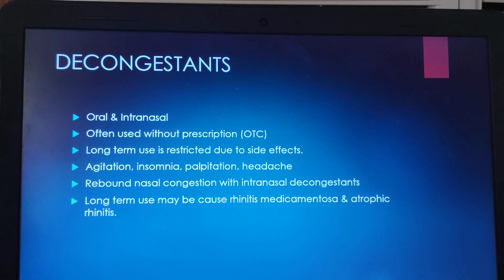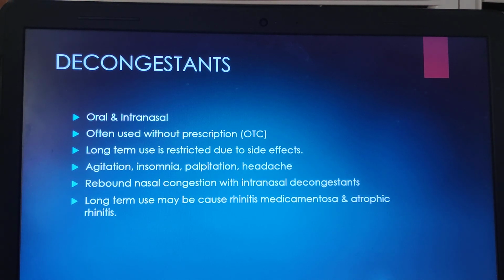Now, there are a lot of decongestants which are used in the treatment of allergic rhinitis. It can be oral decongestant, it can be intranasal decongestant, and mostly these oral and intranasal decongestants are used without prescription. They are available as OTC. You can go to a pharmacy shop and ask for Otrivin, you can ask for Nezivion drops. A lot of nasal drops and a lot of anti-cold preparations, decongestants, are available.